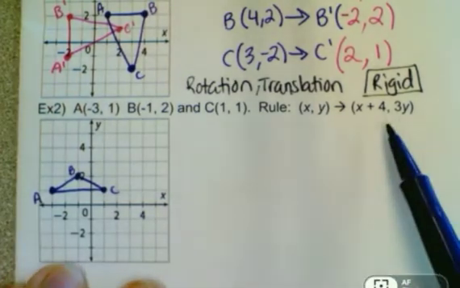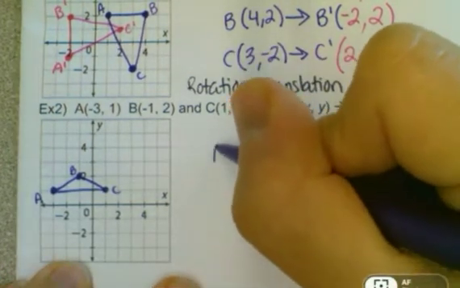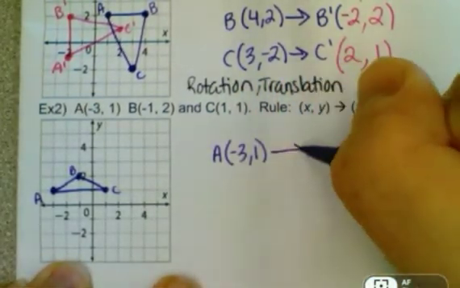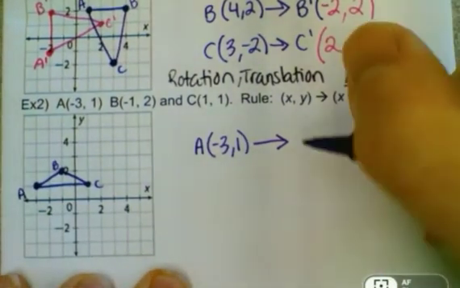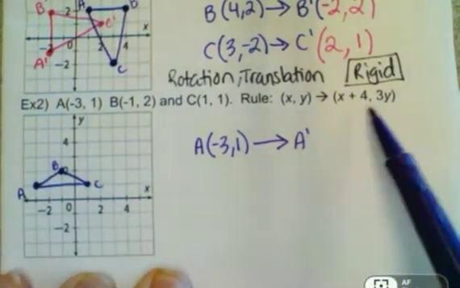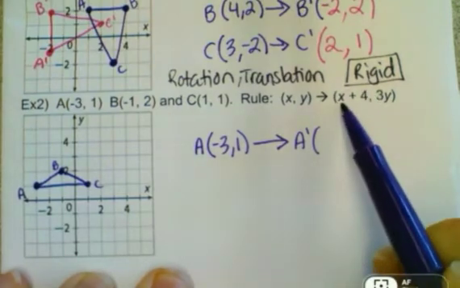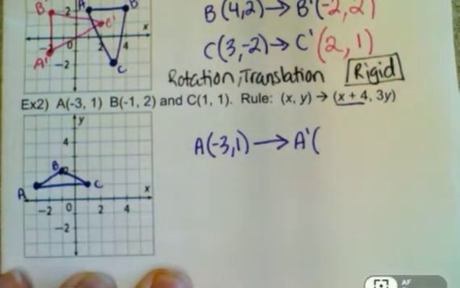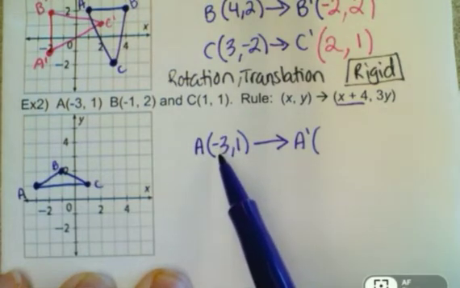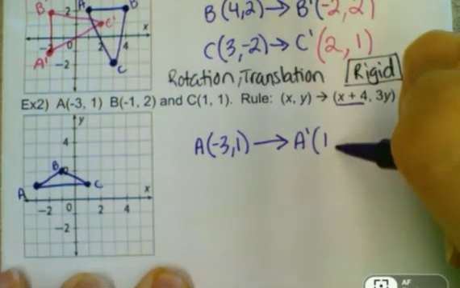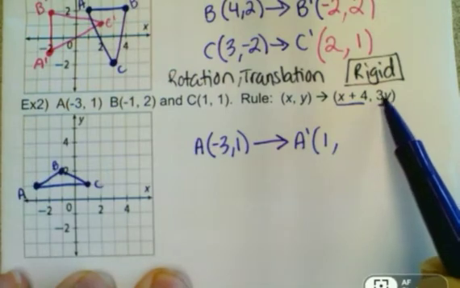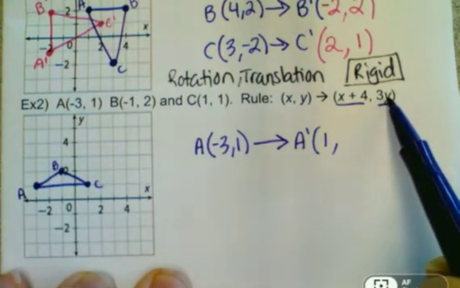And so again, if we're going to apply this rule, we need to make sure we write down our original points. So A was negative 3, 1. By the way, if I'm going too fast, feel free to pause. And that's going to become A prime. So I just have to follow this rule. In my new x position, it says take your old x, add 4. That's it. So I'm going to take my old x, which was negative 3, and add 4. Negative 3 plus 4 is 1. In my new y position, it says do 3 times your old y.